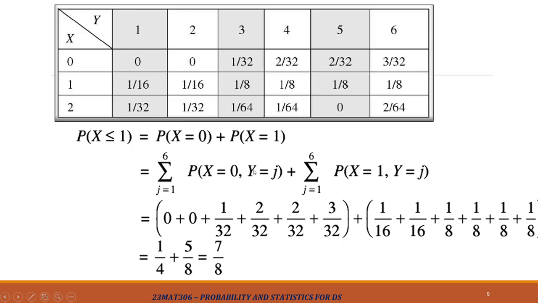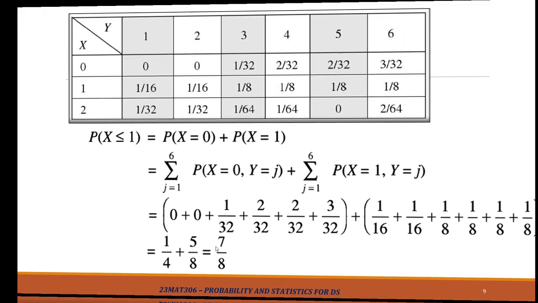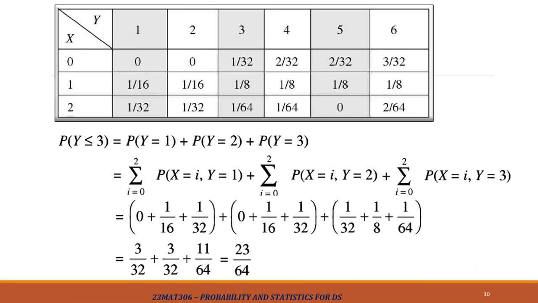P of x equal to 0, y equal to j. Also in the second term, j is again 1 to 6 with respect to x value 1. So we have to add all these corresponding probabilities. The final answer is 7 by 8. Likewise, we have to proceed.